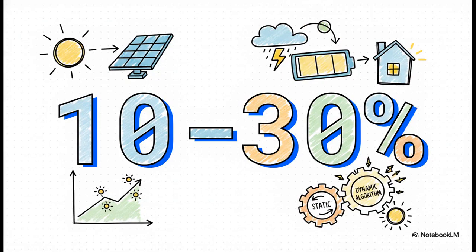So the crucial point here is this. Utilizing this dynamic MPPT technology results in a massive 10 to 30% increase in overall energy yield compared to older static systems. To put that into perspective, for an average residential setup, that could mean an extra 500 to 1,500 kilowatt hours of pure clean energy extracted every single year, just by having a smarter algorithm on board. It's a total game changer.